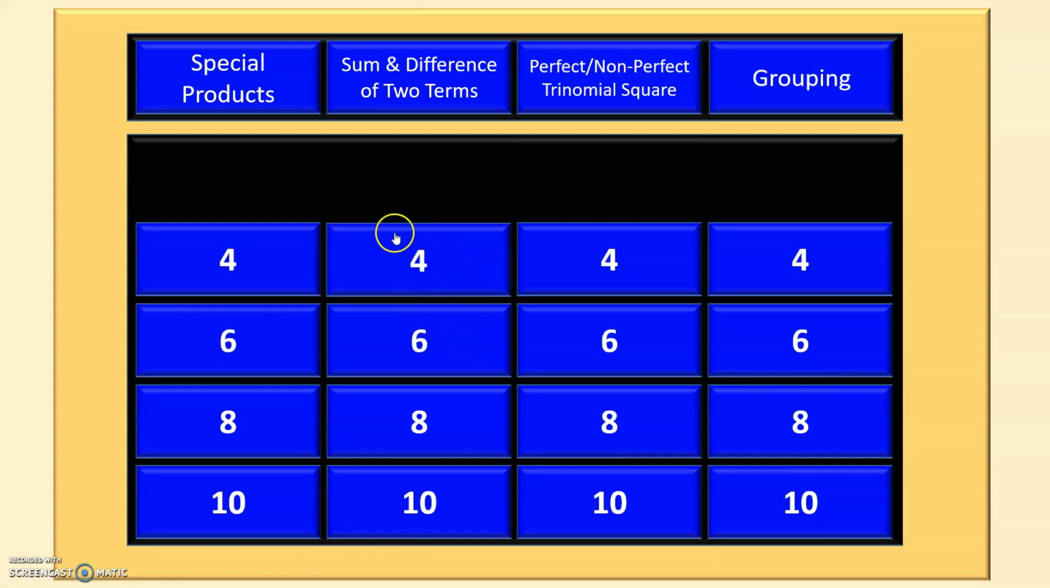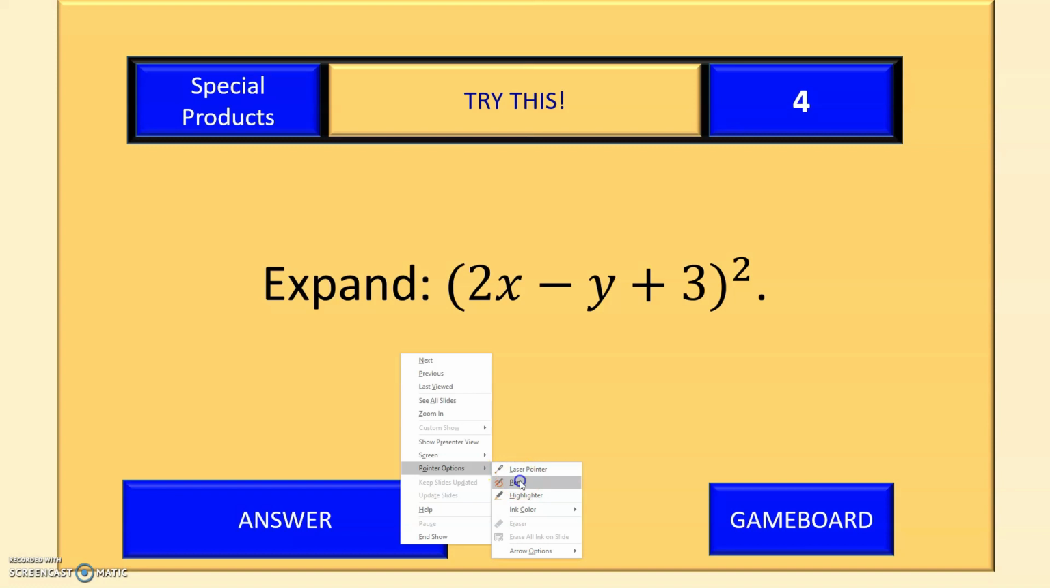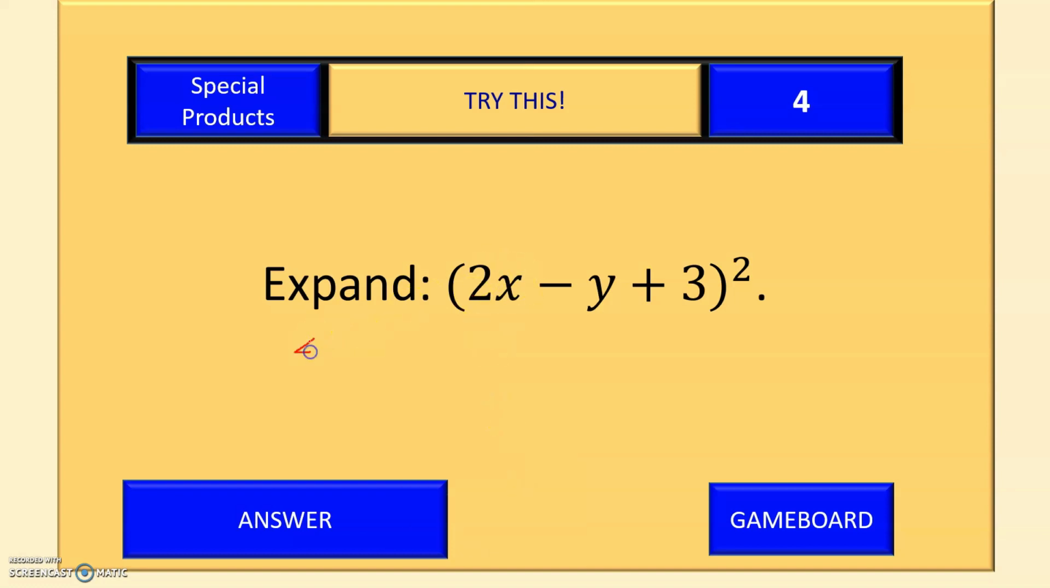Okay, so let's solve special products for 4 points. Expand 2x minus y plus 3, quantity squared. Well, this is a square of a trinomial. So we know when we square a trinomial, there will be 6 terms. So to do that, this one will become 4x squared. Square the middle term, that will be positive y squared. Square the third term or the last term, that will be 9.